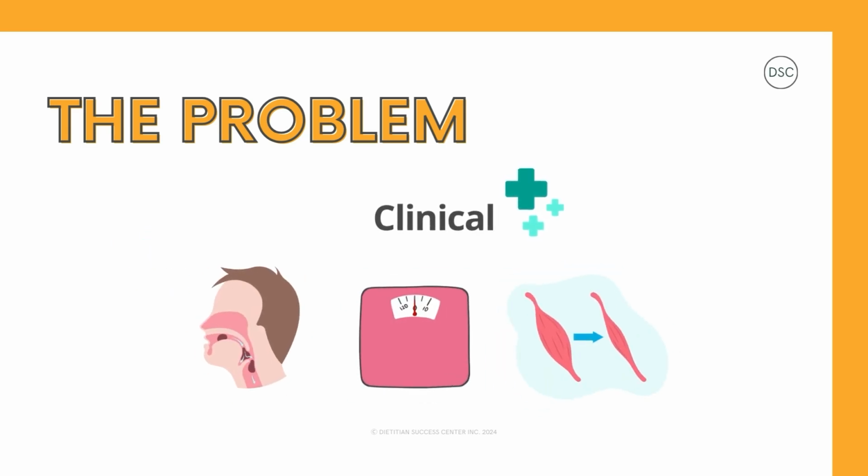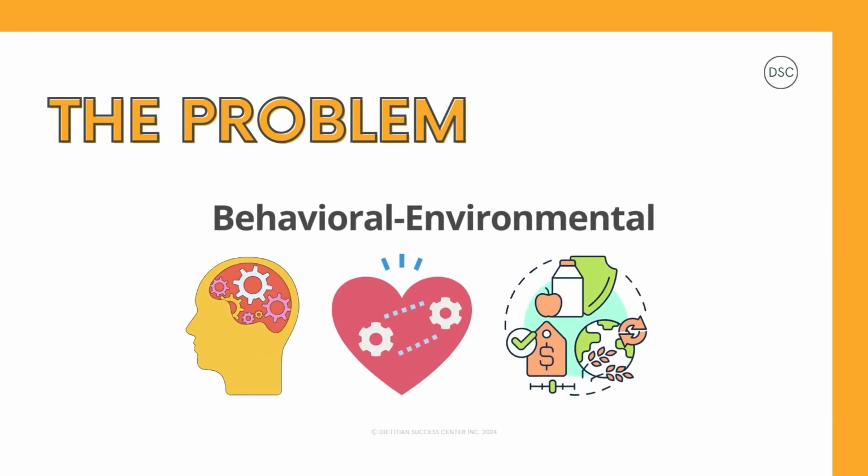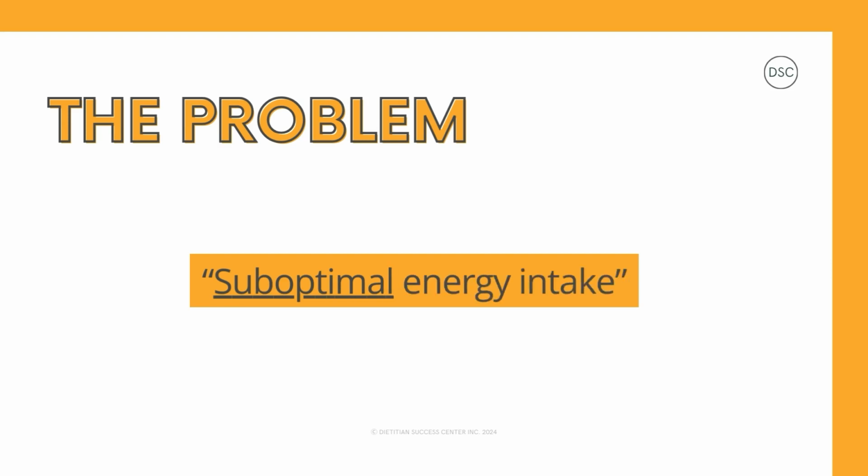Clinical domain is medical and physical conditions. This would include things like swallowing difficulty, weight or growth concerns, and malnutrition. And lastly, behavioral environmental covers knowledge, attitudes, and beliefs, and the physical environment, such as access to food and food safety. An example of a nutrition problem within the intake domain is inadequate energy intake. This problem is the specific phrase from the NCP standardized terminology. And you could also use the term suboptimal in place of inadequate and still be within the terminology.